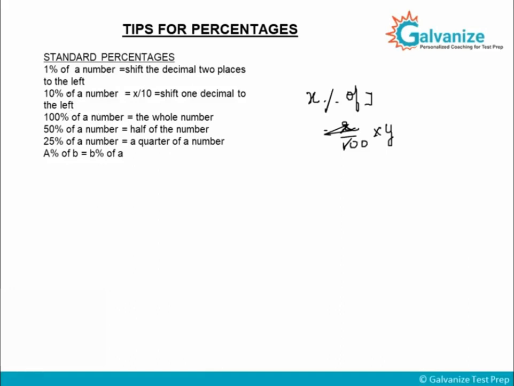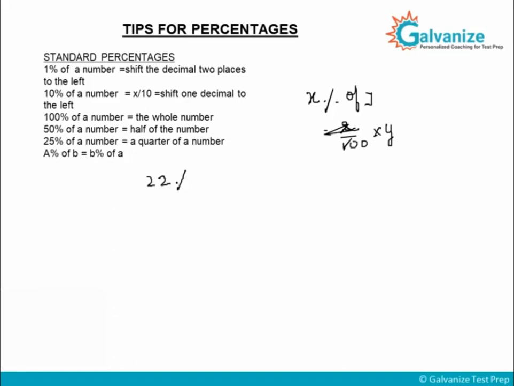1% of a number, shift the decimal 2 places to the left. 10% of the number, X by 10, shift 1 decimal to the left. 100% of a number is the whole number. 50% of the number is half of the number. 25% of the number is a quarter of the number. A percentage of B is nothing but B percentage of A.